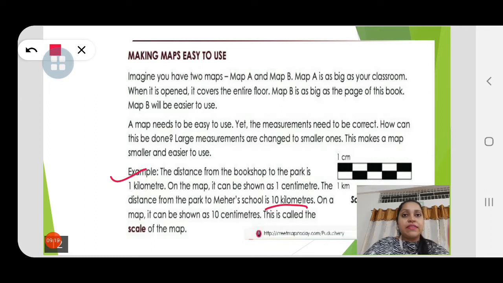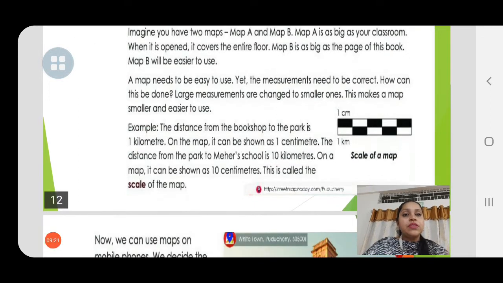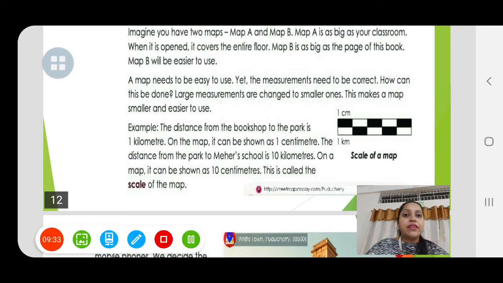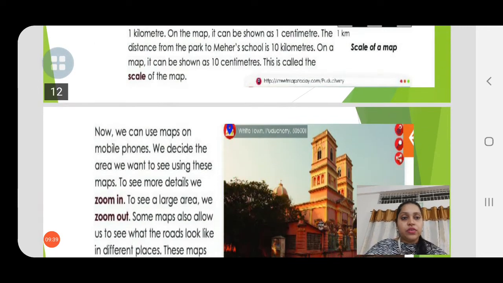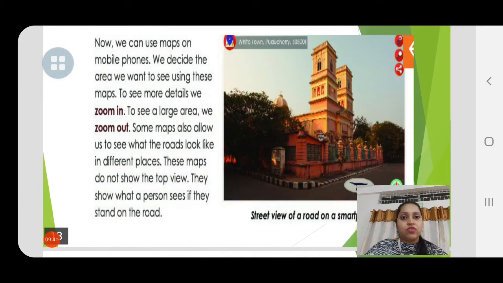Now children, what is the scale of the map? Suppose the distance from the bookshop to the park is 1 kilometer, but on a map you cannot show 1 kilometer, so it has to be reduced. This is called the scale of the map, and scale of the map also helps us in using a map very easily. Okay children, so then we come to what is zoom in and zoom out.